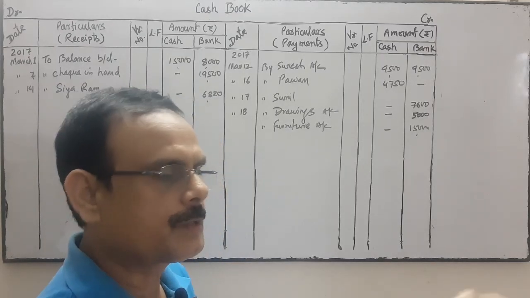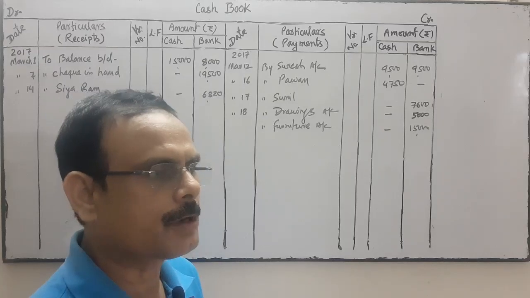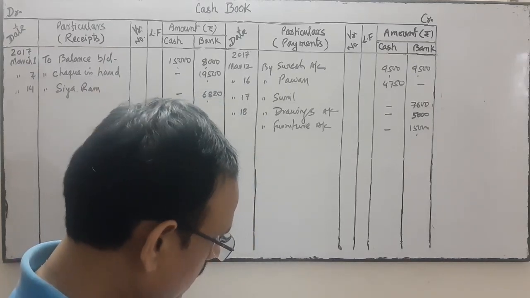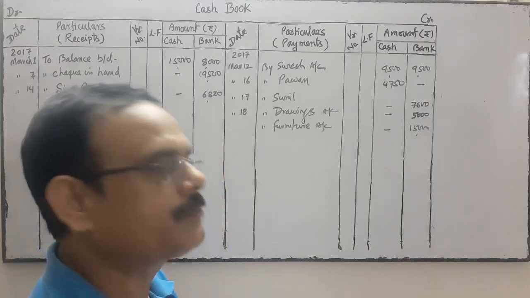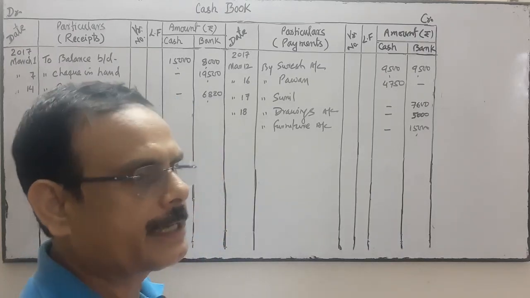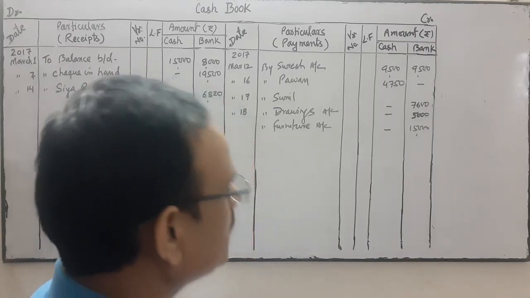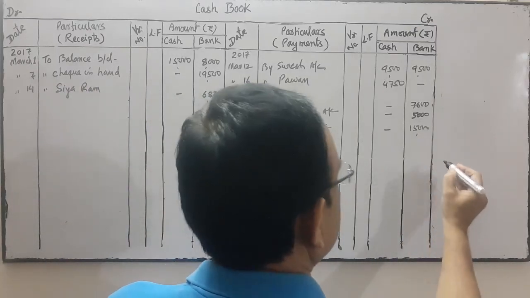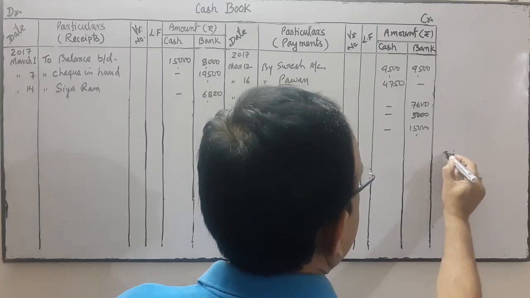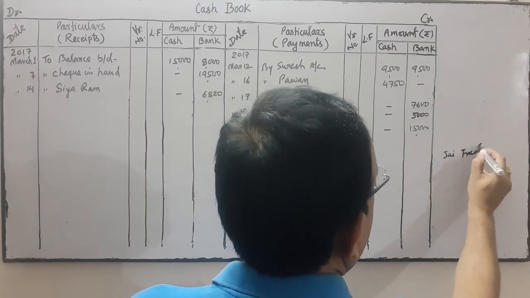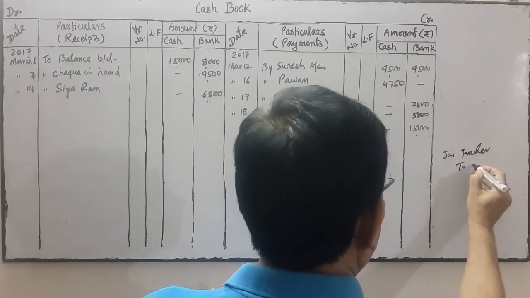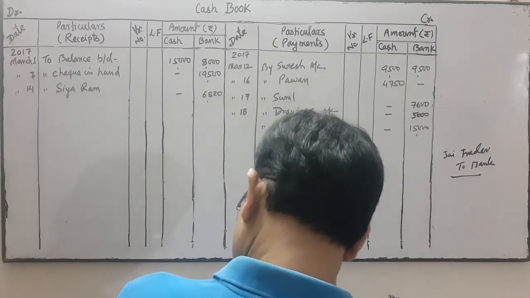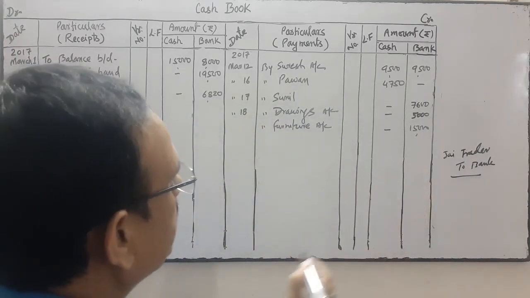When we give an order to the seller, this is not a transaction. But here we have sent a check of rupees 8,000 with the order, then that amount will be recorded because it's a transaction. So Jay Trader account debit to bank account, because we have given a check. So that will be recorded.